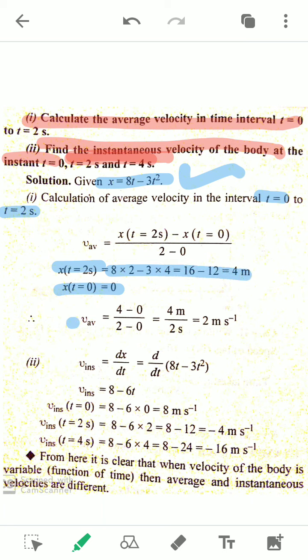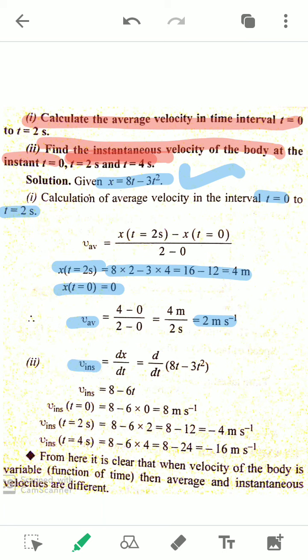So we calculate the average velocity. We write x distance, that is displacement at 2 seconds and displacement at 0. So 4 minus 0 divided by the time difference delta t, that is 2 minus 0, and that solution is 2 meter per second. Similarly, we calculate the instantaneous velocity.